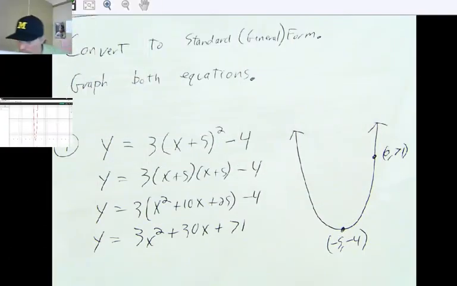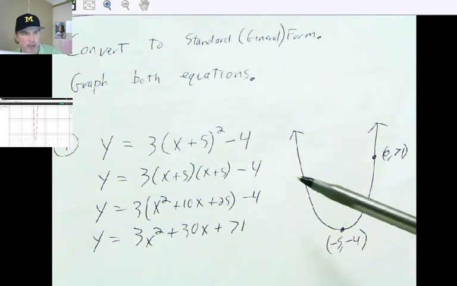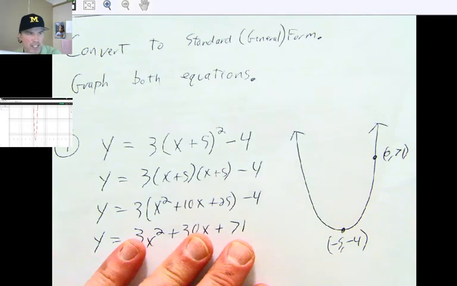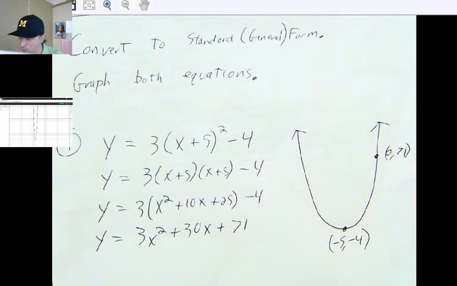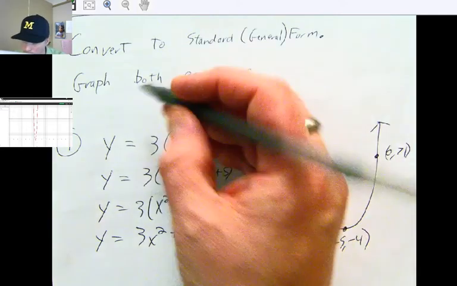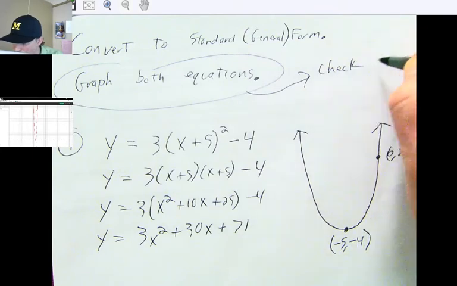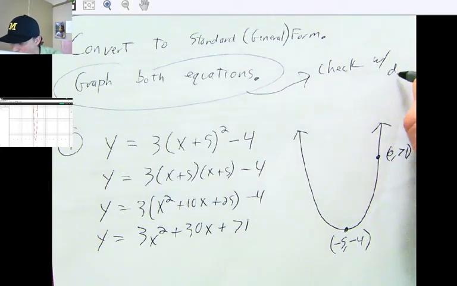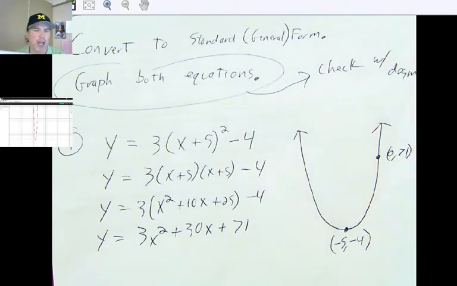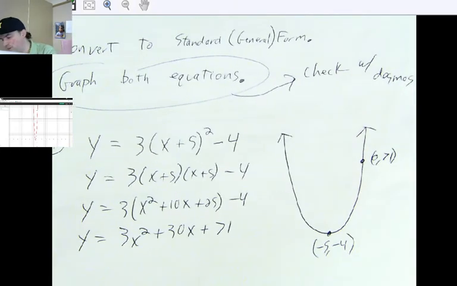All right, that's the end of example number 1. So I put it into standard form, I graphed it using common sense, and then I checked it on Desmos to make sure that it was right. Yeah, so up here, graph both equations, essentially check with Desmos. Check your problem using Desmos. Or you could also use your graphing calculator if you've been using a graphing calculator.